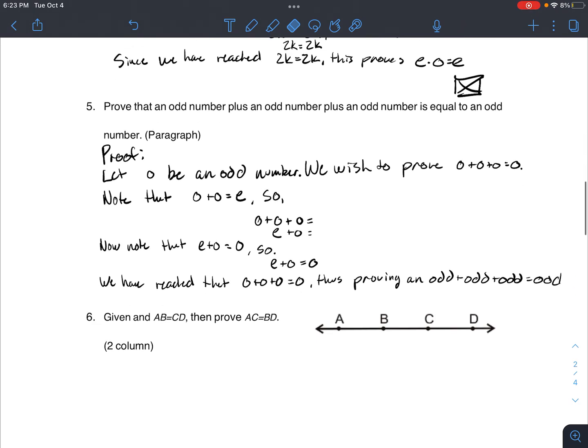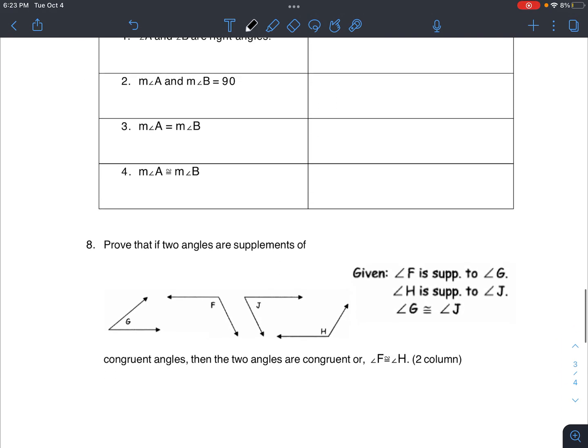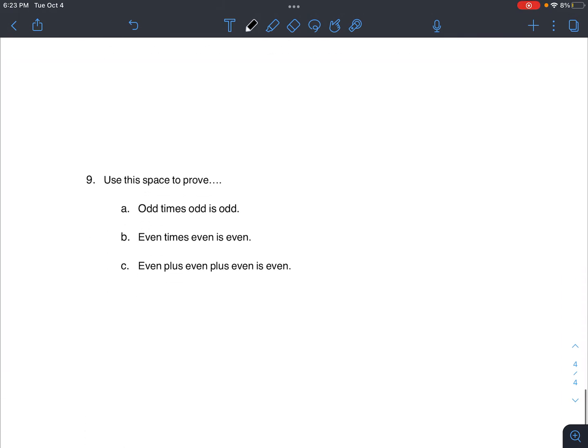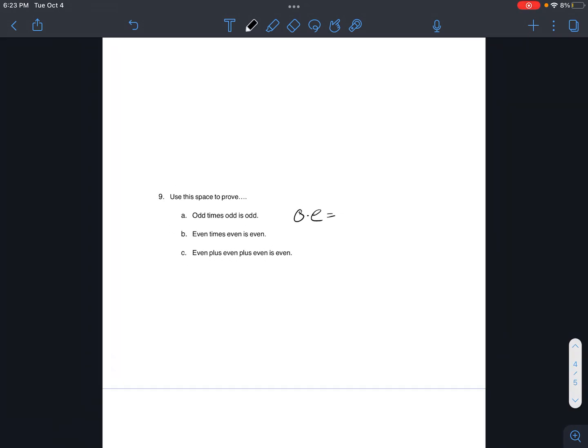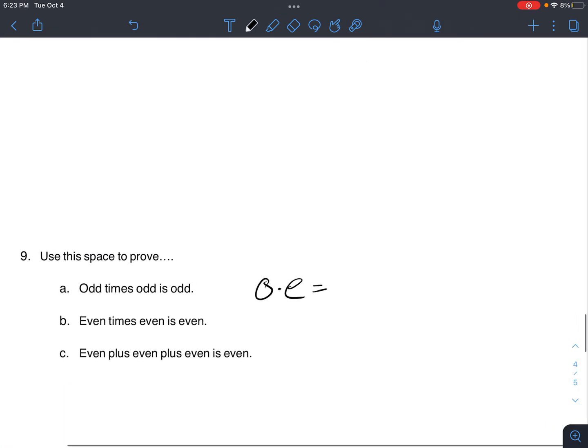Yeah. So, like I said, we're not doing this. So, I showed you how to do O times E is equal to, what did we say? Even? Yes, even. So these two proofs are very, very similar. So I'll leave that up to you guys. If you guys have questions, please ask me, but you can do them in almost the exact same fashion.